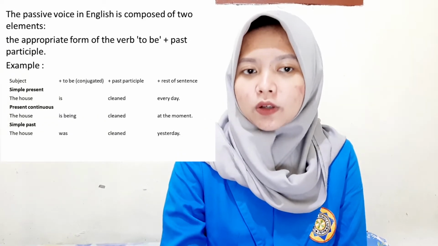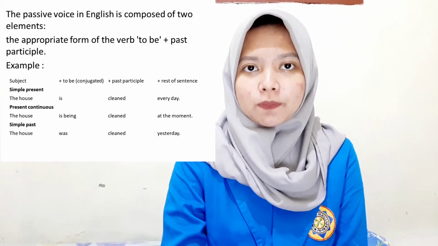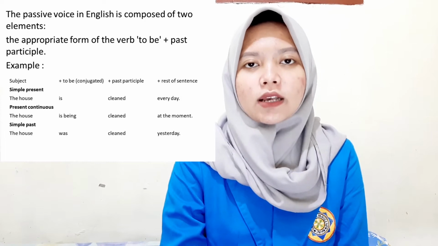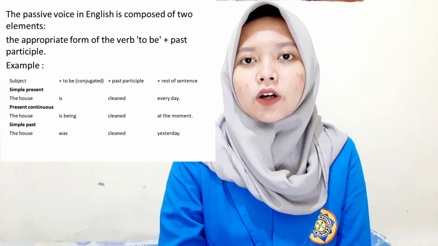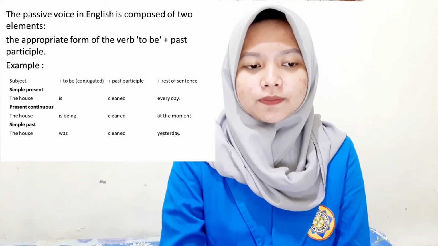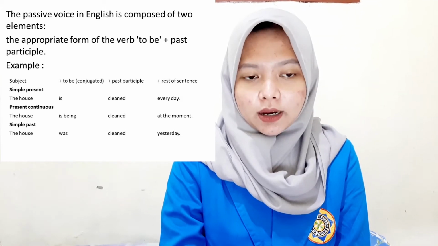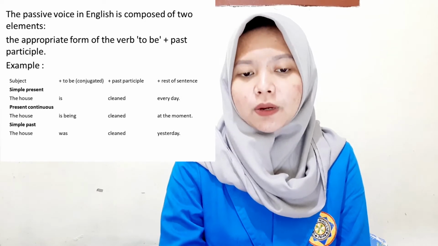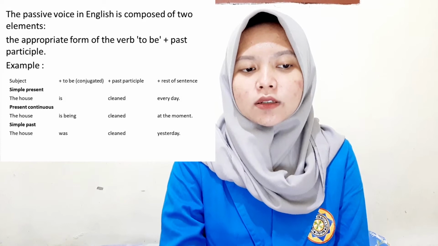The passive voice in English is composed of two elements: the appropriate form of the verb to be plus past participle. For example, there are simple present, present continuous, and simple past. And there are subject plus to be conjugated plus past participle, and we can put the rest of the sentence.